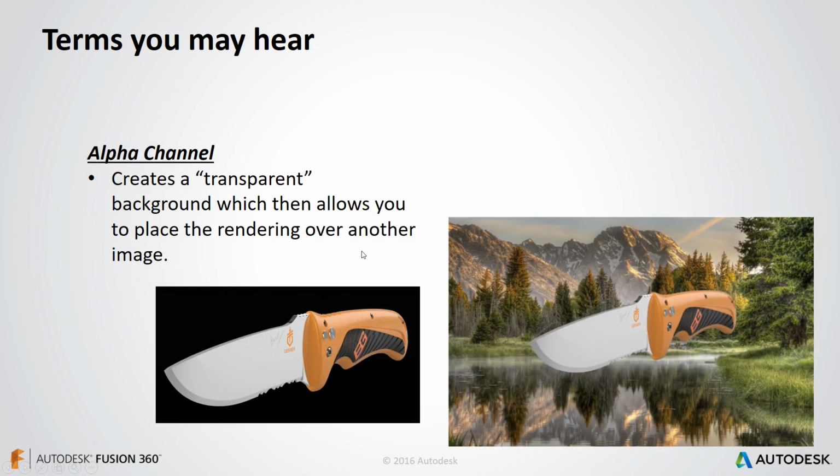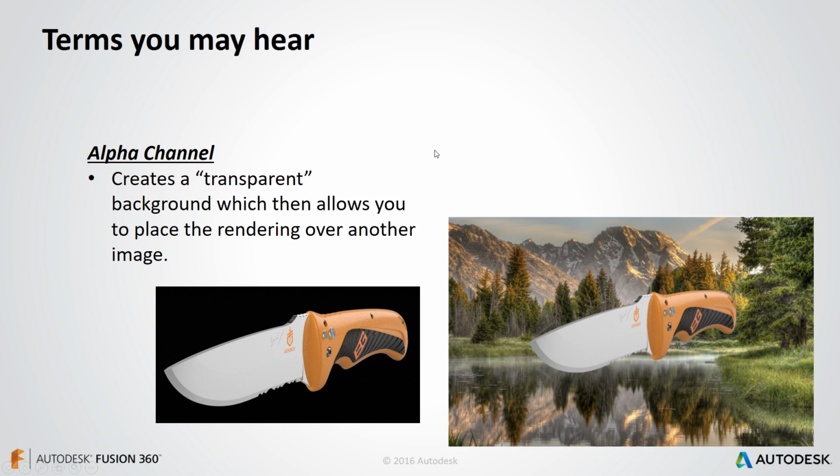And then lastly, alpha channel. This allows you to create a transparent background, which then allows you to place the rendering over another image. So for example, I rendered the knife again, but I used an alpha channel, and then I just brought it into a paint program like Photoshop or GIMP or whatever product you want to use. And because the knife had an alpha channel, it basically allows the other image to show through.